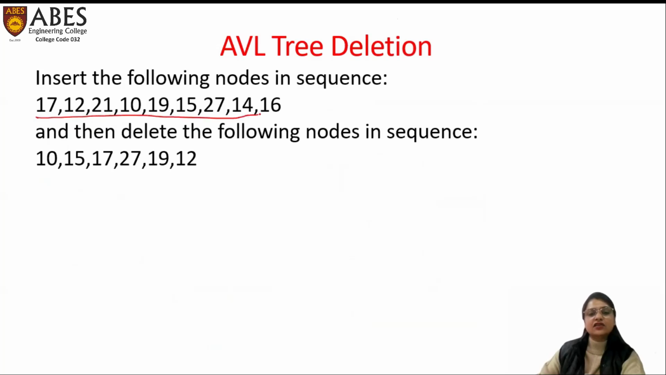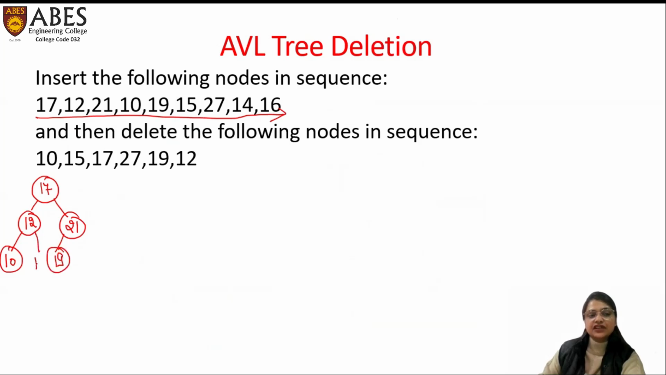First of all, I'll insert all these elements, then I'll perform the deletion one by one. So we have to insert all these nodes first. 17, then 12, then 21. I'll also check whether this tree needs balancing or not. I'm calculating the balance factor at each step. So this is balanced right now. Then 10 will come here. It is right now balanced. Then 90 will go here. It is balanced right now.